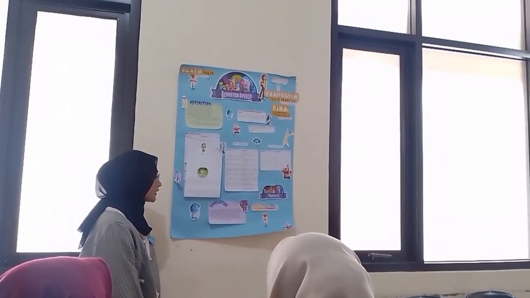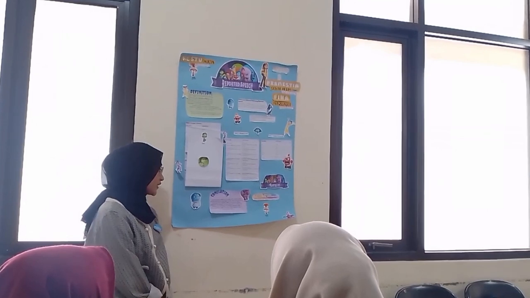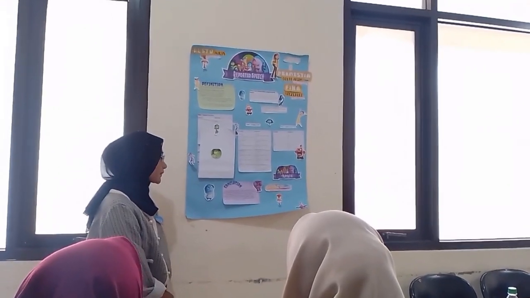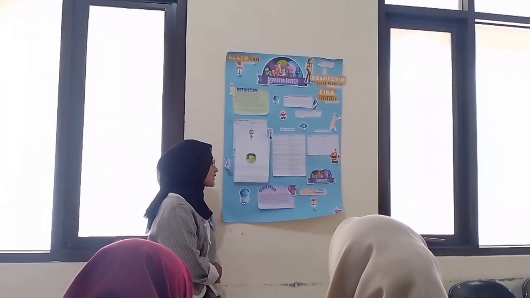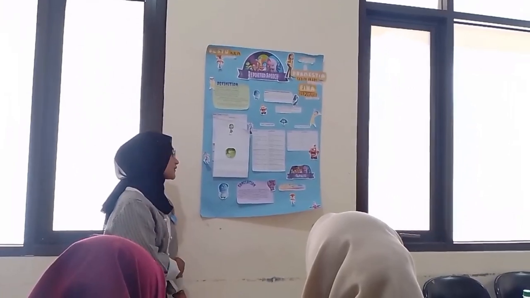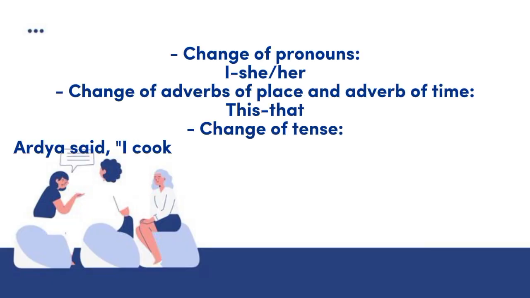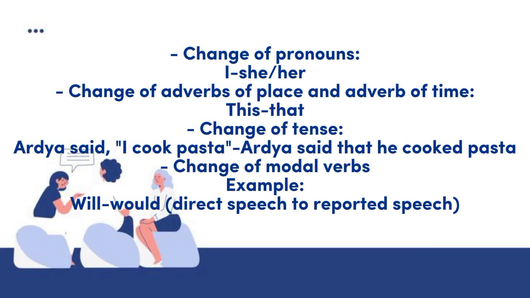And then next is reported speech. We explain a report of what somebody has said that does not use their exact words. In this material, we also explain how one sentence turns into another with a pattern. For example, change of pronouns, I to she or her. Direct speech is "I," reported speech is "she" or "her." And then change of adverbs of place and time. For example, "this" to "that." Direct speech is "this," and then reported speech is "that."